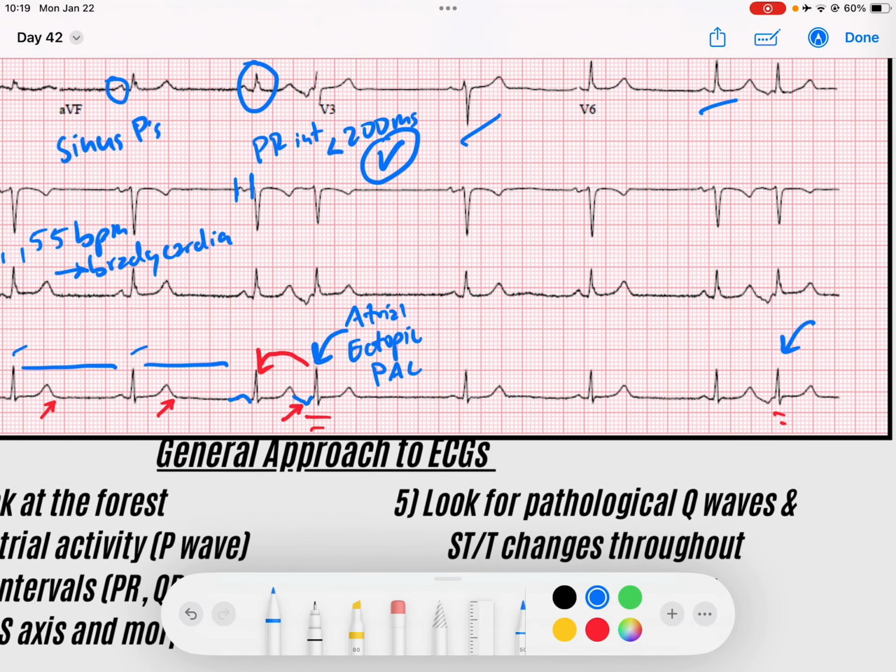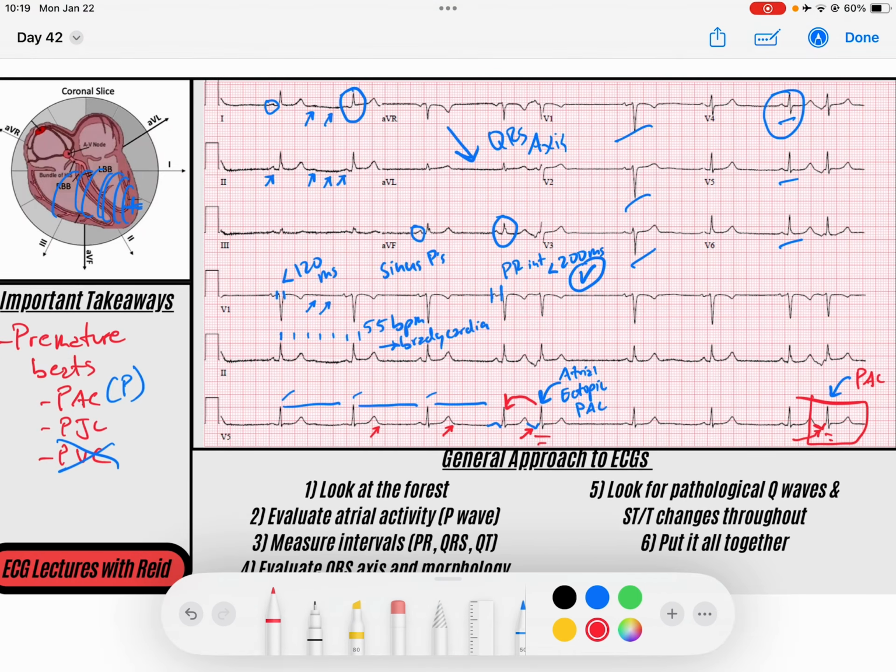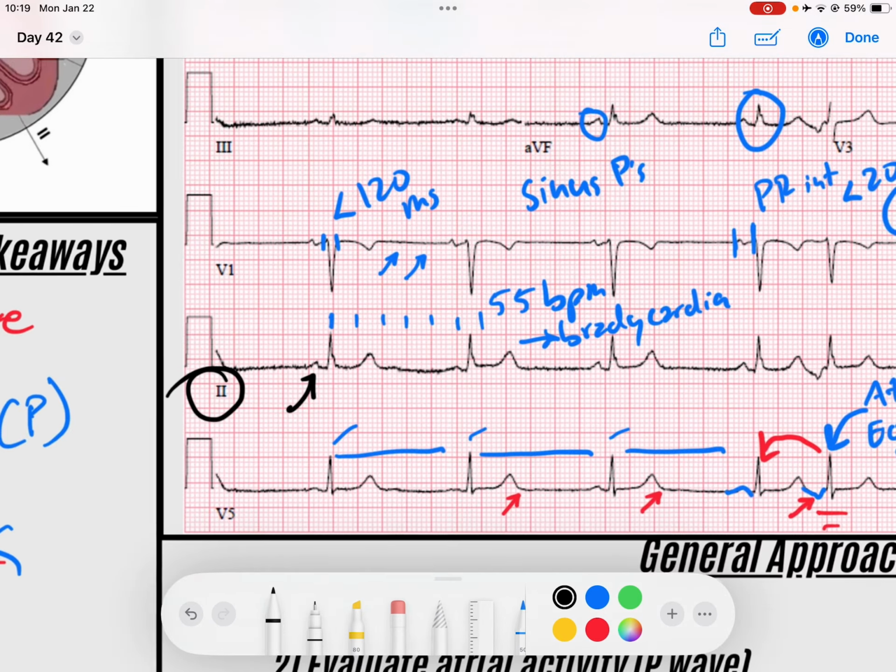If you look at the other early beat, we see the same negative atrial P wave, which tells me this is a premature atrial contraction from some ectopic origin. Why would that P wave be negative in a premature atrial contraction? Let's take a look at some of our other leads and work this out. Looking at one of my inferior leads, lead 2, my normal P wave is going to look upright.